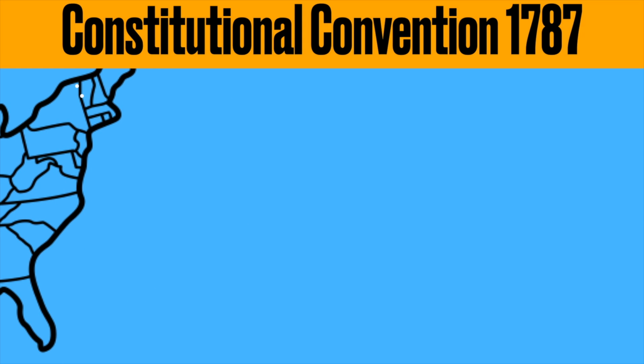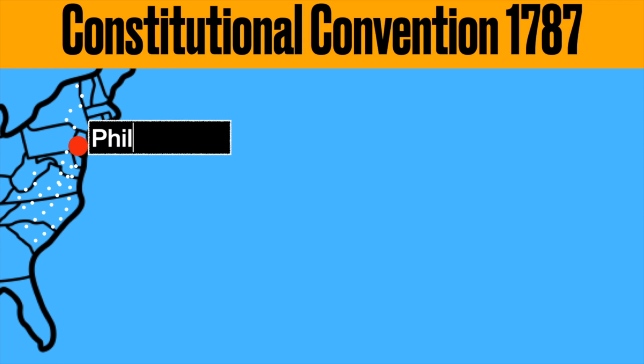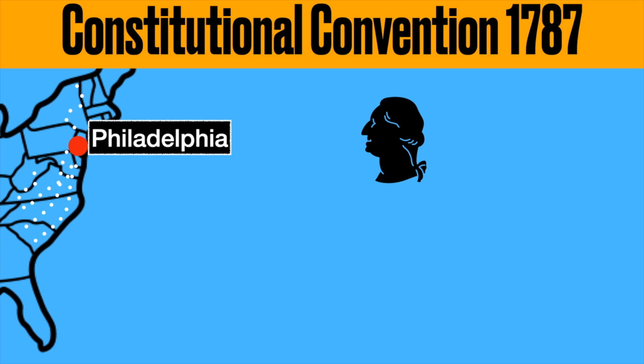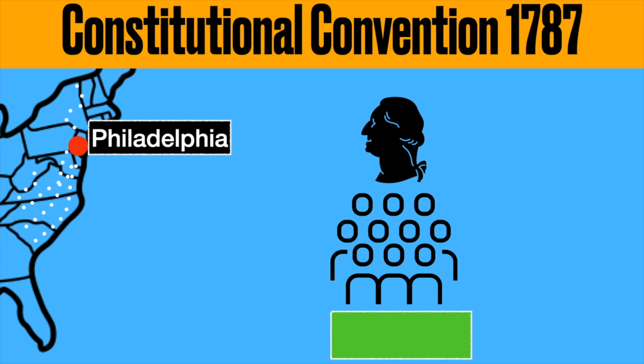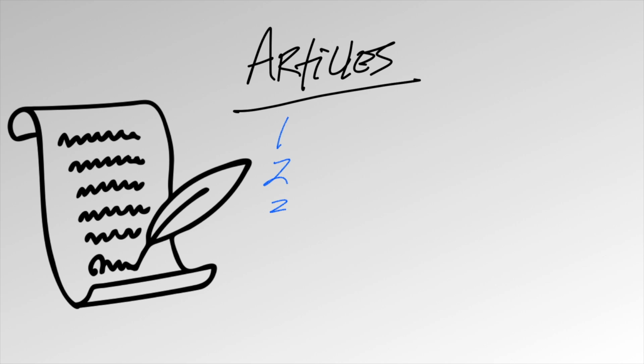In 1787, the Constitutional Convention was called, and they met in the city of Philadelphia. 55 delegates, mostly of wealthy background, met to discuss, debate, and create what we now know as the U.S. Constitution. The U.S. Constitution has 7 parts, or what we commonly refer to as articles.